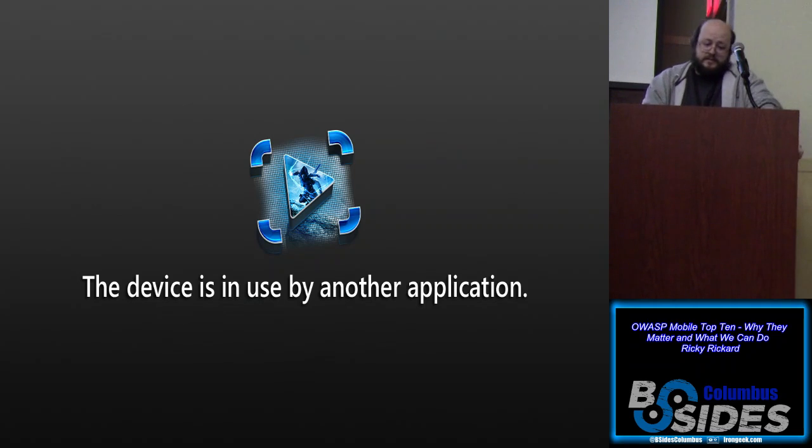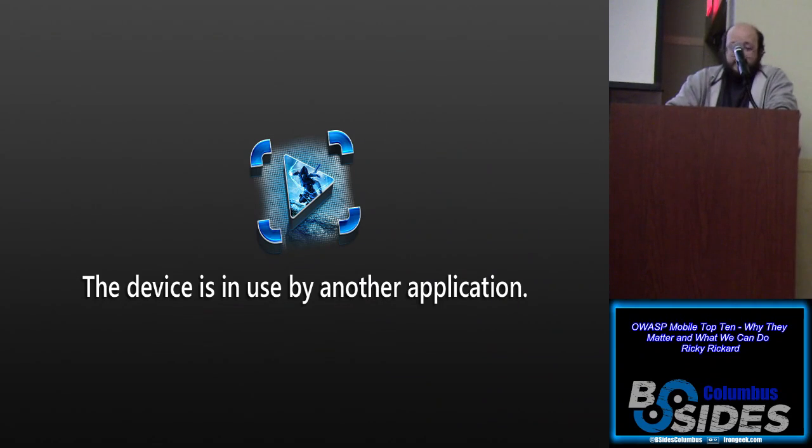Number 6 is broken cryptography. This is insecure use of cryptography, having a flawed process behind the encryption that can be exploited, or using a method of encryption and decryption that is weak by default. I've heard this mentioned a couple times in a couple of the talks. Don't write your own cryptography. Just don't.